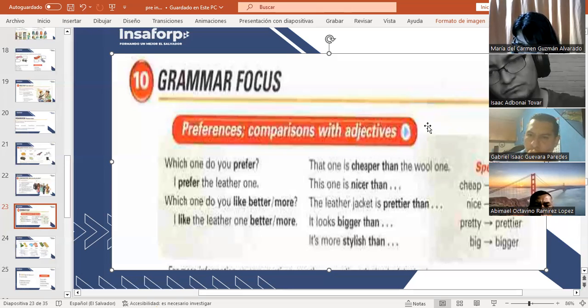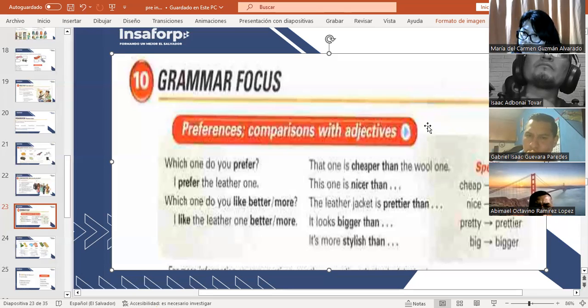Teacher, excuse me. Yes. We use than just with better or includes with more? Oh, no. Ya terminamos eso. Now we are talking about when we answer the question. Ah. Okay, let's go back here.